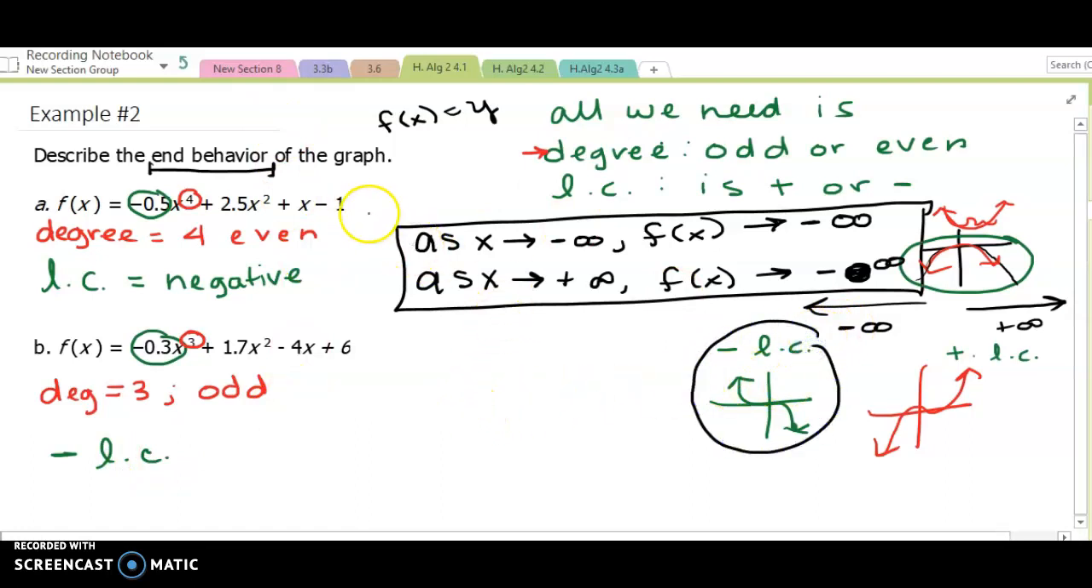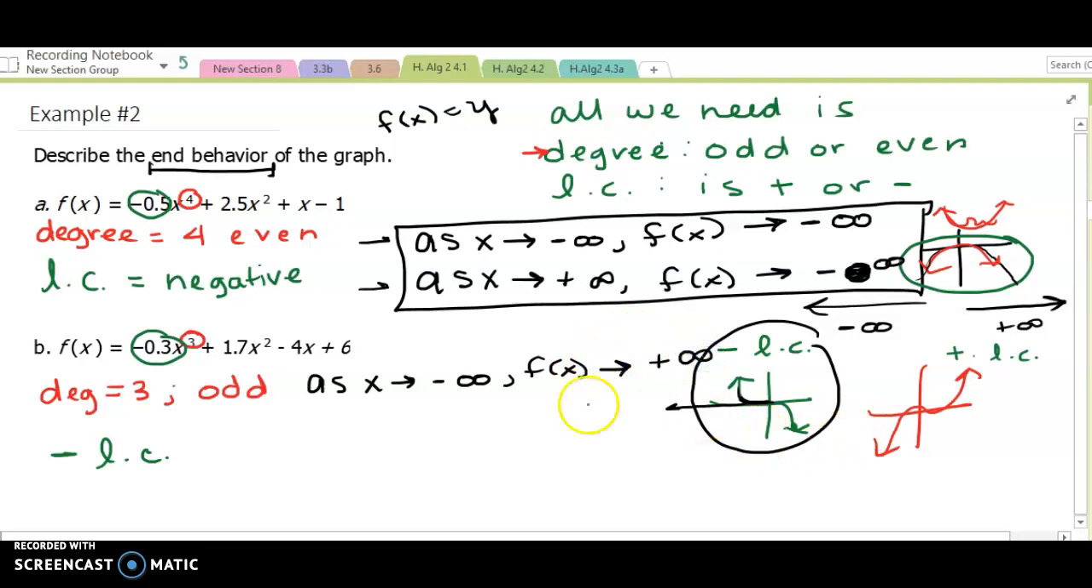Once again, we're going to do the two scenarios. We're going to say as x goes to negative infinity, we're going left, left, left, left, left. So this keeps going left. My y value, or my f of x, continues to go up and up and up and increases. So as x goes to negative infinity, my y is going to go to positive infinity.